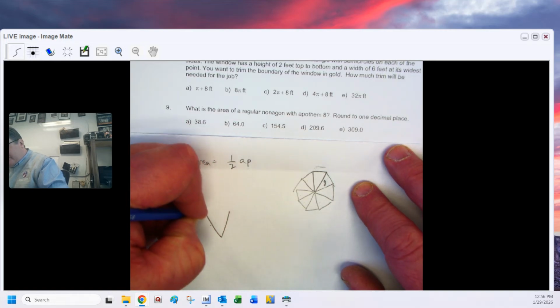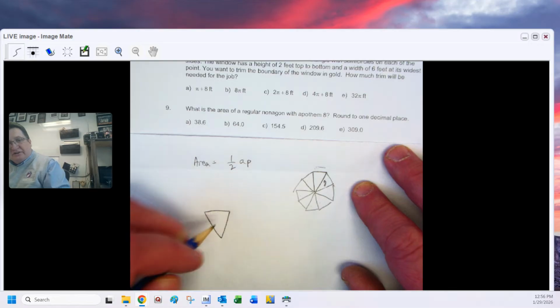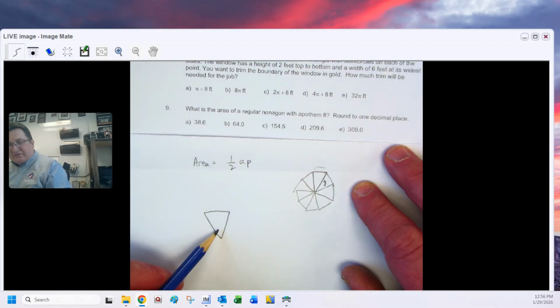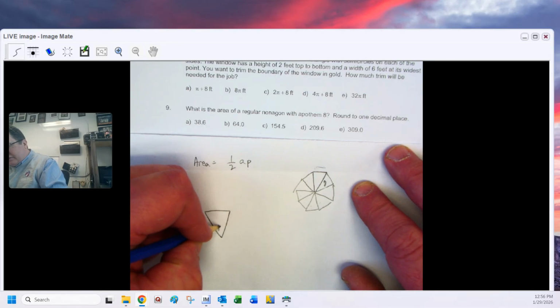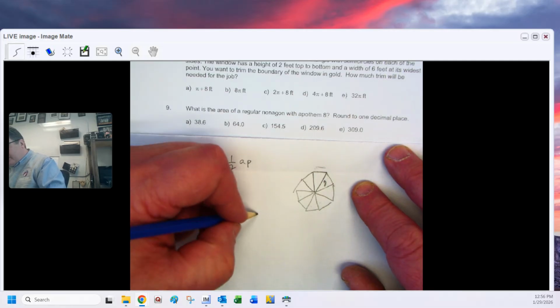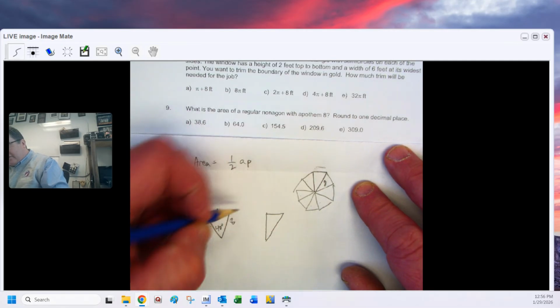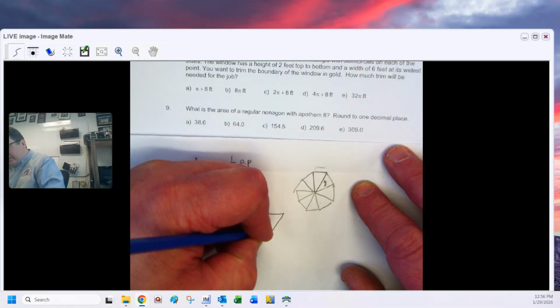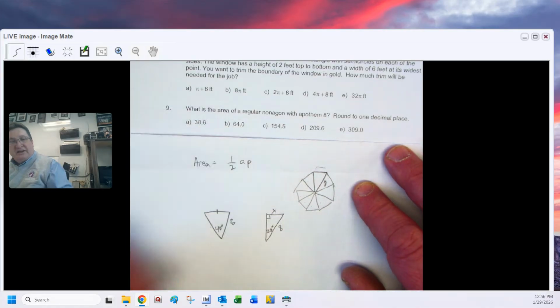Now, this whole angle that I'm pointing at is 40 degrees, because 360 divided by 9 is 40. So this is 40 degrees and this is 8. We'd sure like to know how far it is from there to there. It might behoove us to break that triangle in half. So this is 20 degrees and 8. Let's call that x.